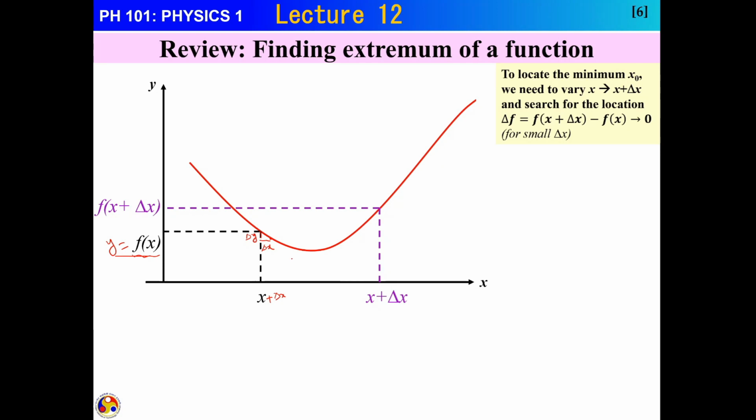So if you keep on doing so, when I come to a point somewhere here, my delta y for a small delta x can be tending to 0, such that the delta f that you see here, which is nothing but f of x plus delta x minus f of x. So if I vary a small delta x here at this point for a given x, then my delta y does not change, or delta f does not change for that small delta x.